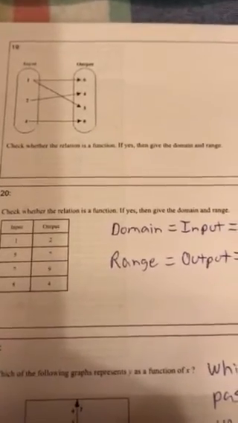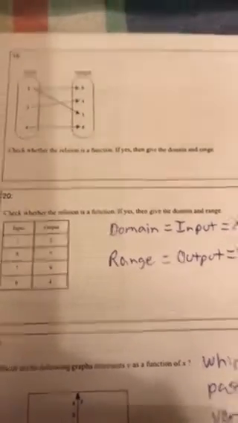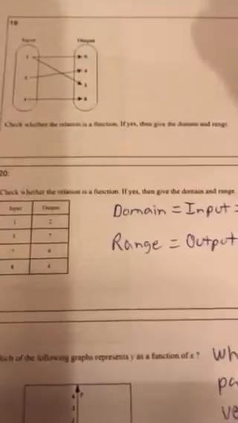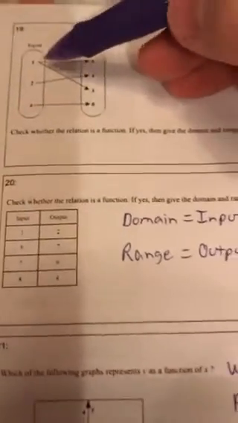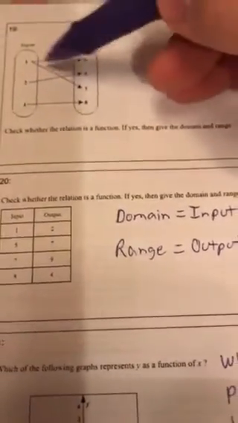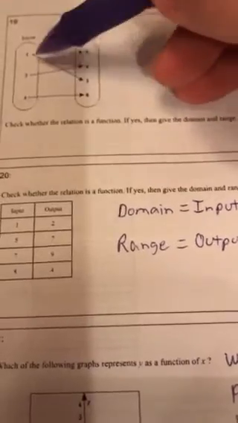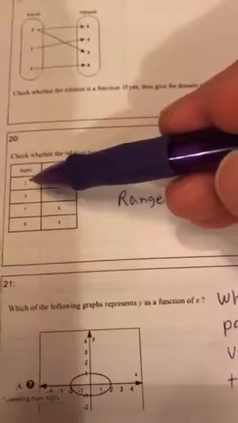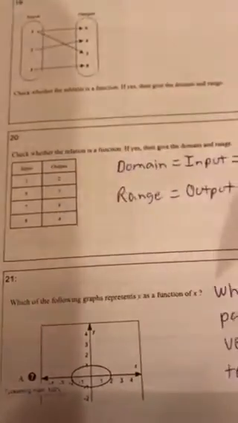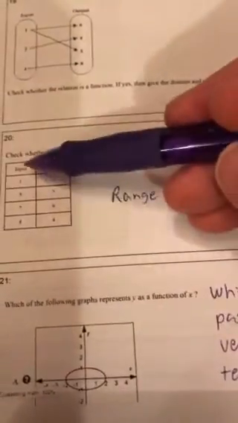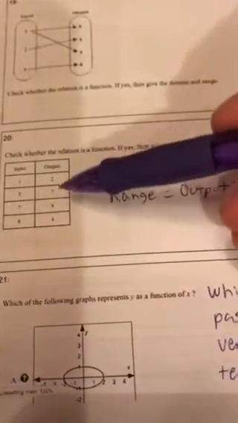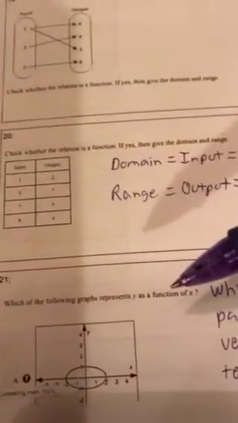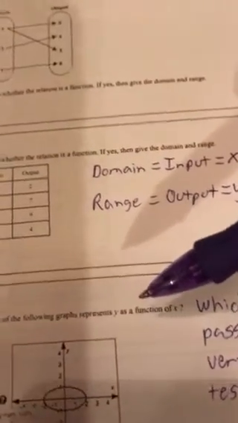On to 19. Check whether the relation is a function. If yes, then give the domain and range. Don't worry about domain and range, but pretty much in this one, this is not a function because I have two values for x. This one, 1, 5, 7, 8, I have completely different values of x, so I know that this is going to be a function.